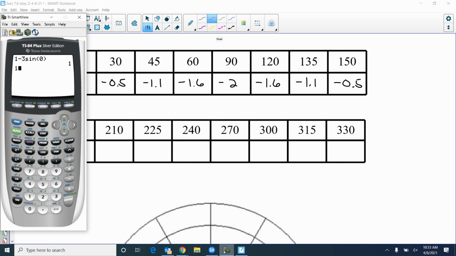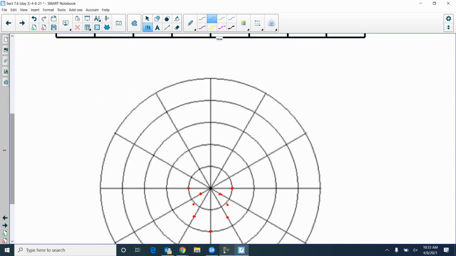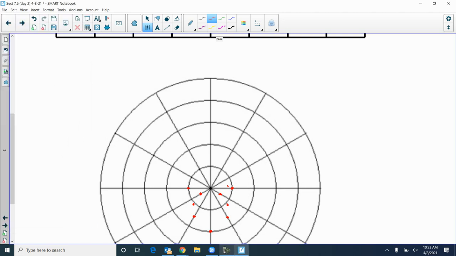I'm going to do 1 minus 3 sine of 5 degrees. And that gives me 0.7. So I'm just going to estimate here. So at 5 degrees, I got about 0.7. That's pretty close there. And then I'm going to plug in 10 degrees. 1 minus 3 sine of 10 degrees. And I get about 0.5. So at 10 degrees, it's about 0.5.